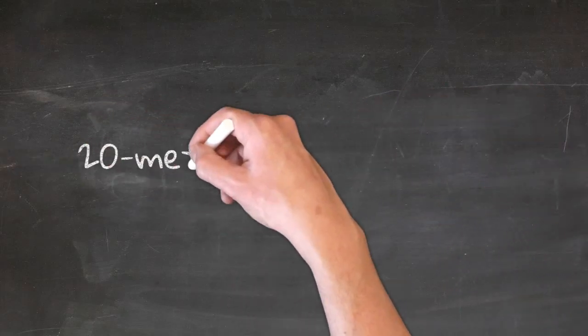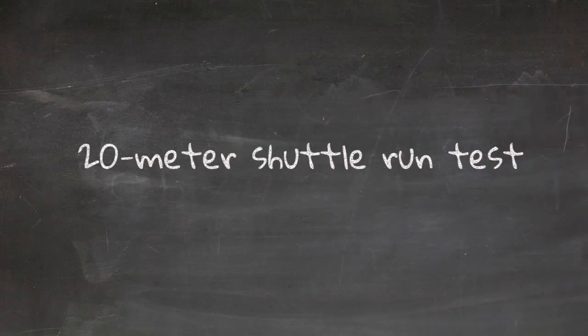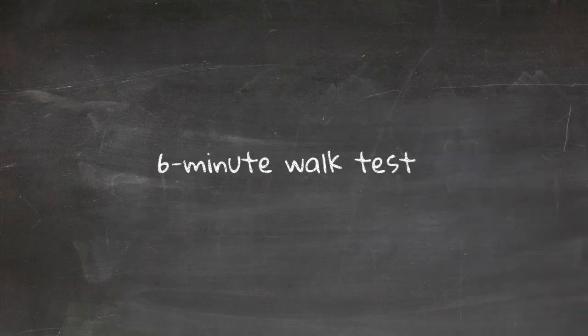20-meter shuttle run test, also known as the beep test. This test measures your maximum aerobic capacity by measuring how far you can run back and forth between two cones within a set time frame. 6-minute walk test. This test measures how far you can walk in 6 minutes and is often used to assess exercise tolerance in individuals with chronic conditions.